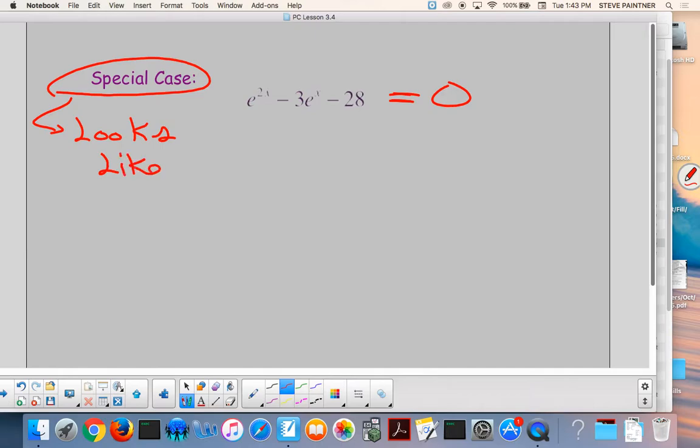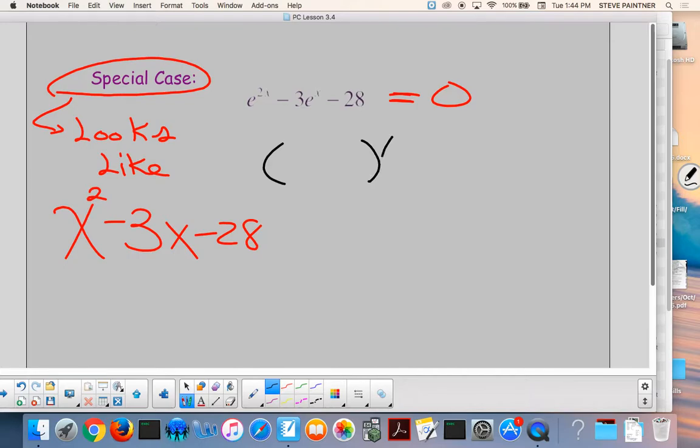Looks like something familiar, doesn't it? Looks kind of quadratic, doesn't it? It has that look. It's got an e to the 2x, but that kind of looks like x squared. Minus 3, then e to the x, and then minus 28. This is something you have factored a million times. That has the same look. And the hardest part about that problem is simply going to be this. Can you answer this question? First term times first term must give you first term, e to the 2x. What is it?